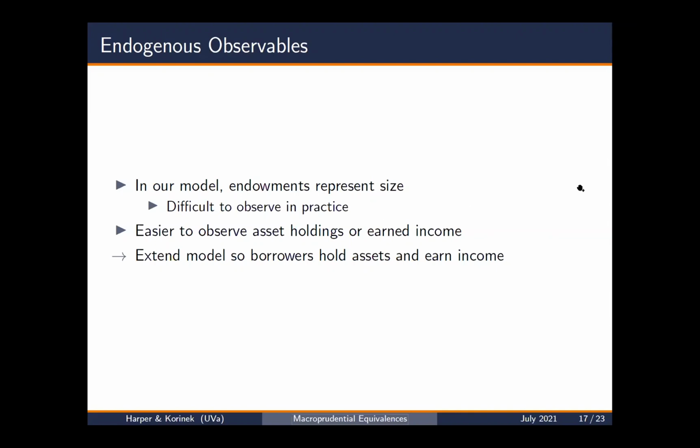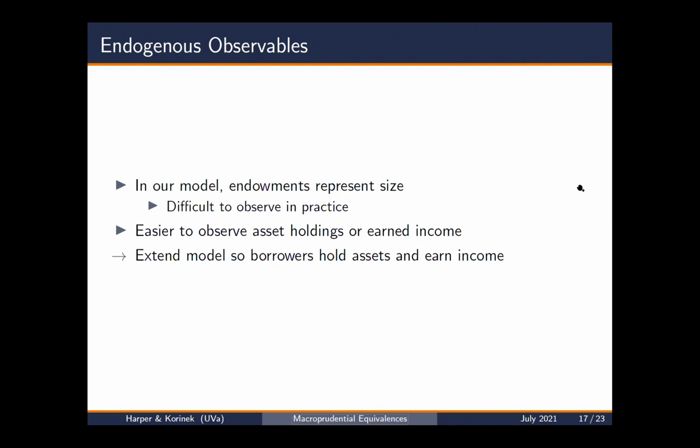So after we've done this with size, the size and endowment economies that we've been working with are something where you can't really see someone's size in practice, which is what our endowments are representing. What's much easier to observe in practice is endogenous variables, things like asset holdings or earned income. So we extend our model where on the borrower side, borrowers are able to hold assets and earn income.